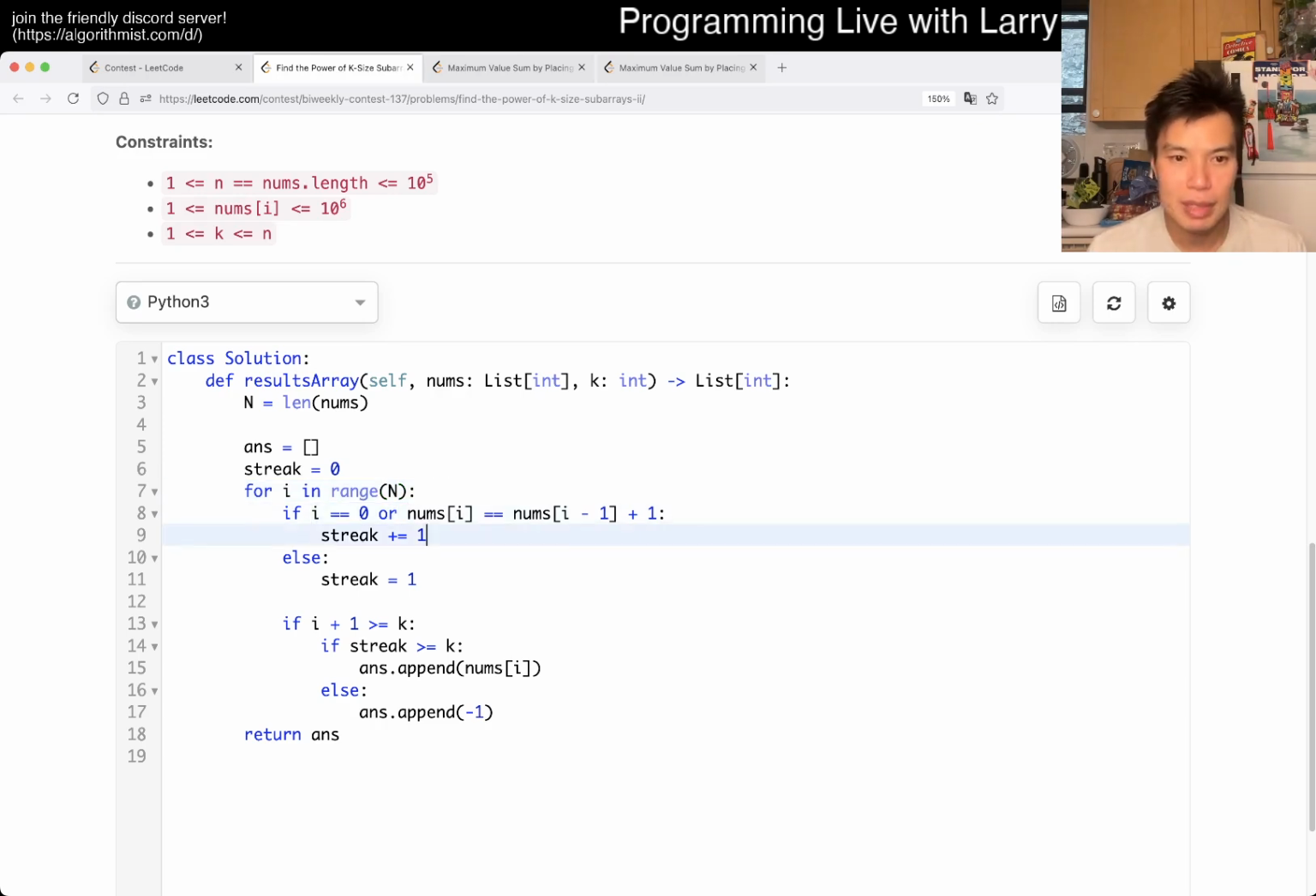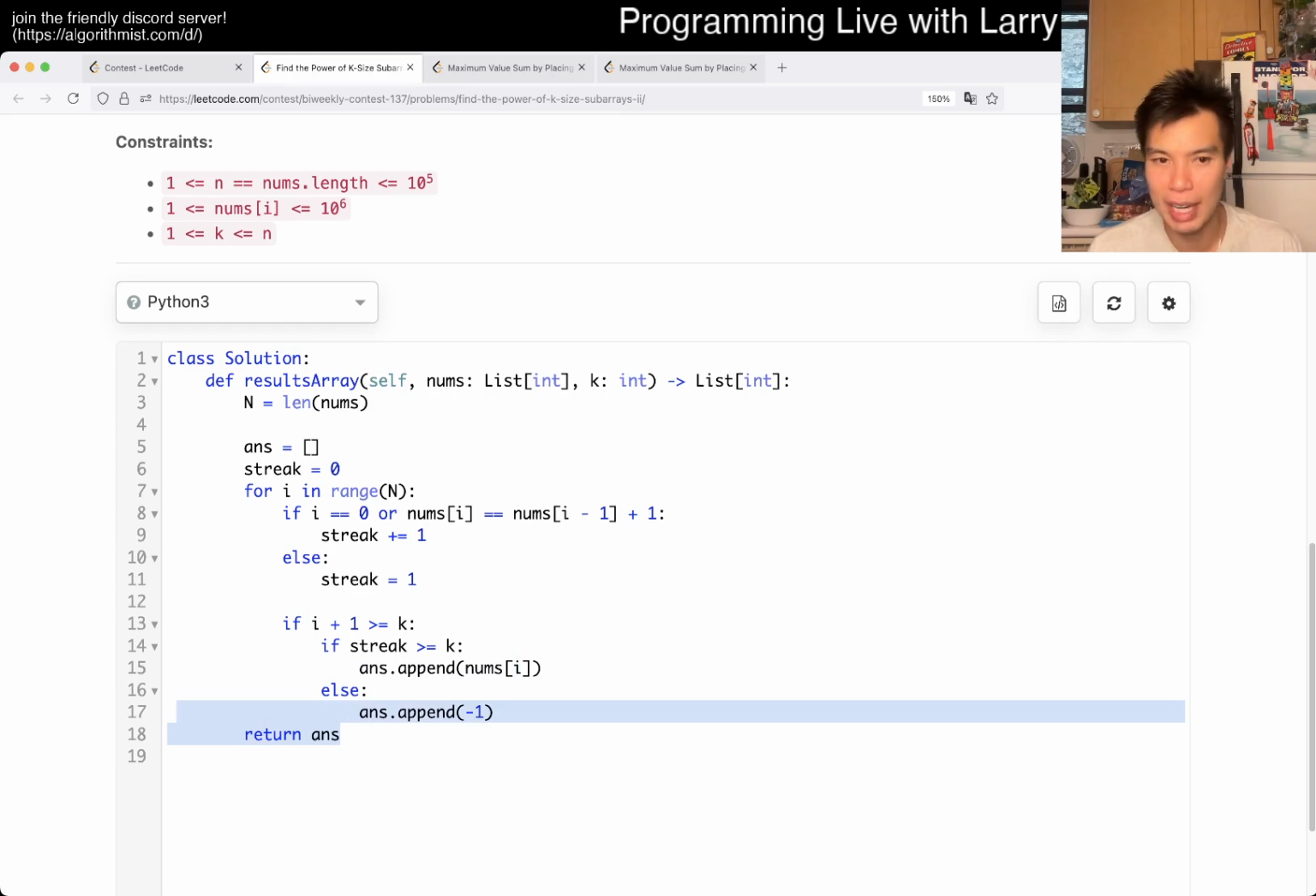So there are two possibilities with this number. One is that it continues the streak, so it makes the streak a little bit longer. Otherwise, you start a new streak. If we have enough numbers, then we check whether the streak is long enough. Because if the streak is at least k, then that means that the last k numbers are consecutive. So then you return the biggest number, which is going to be the current number, and otherwise you append -1, and then return answer.